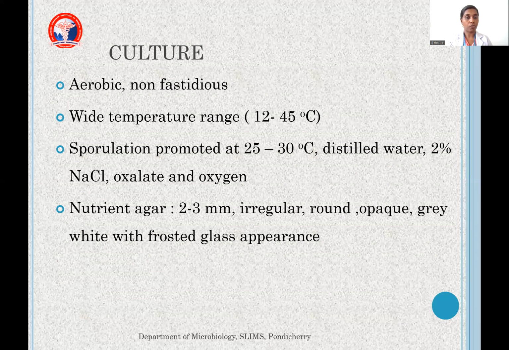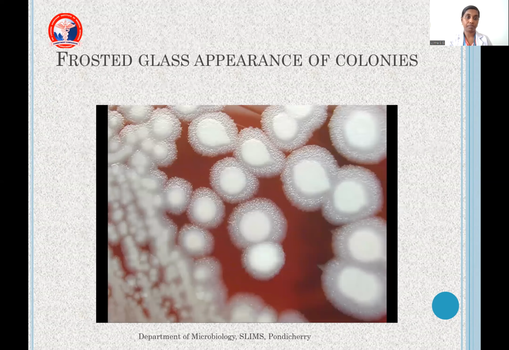We can promote spore formation in culture at 25 to 30 degrees Celsius by using distilled water, 2% sodium chloride, oxalate, and oxygen. Now the colony morphology. On nutrient agar, you will see gray-white colonies which are round, irregular, opaque, with a frosted glass appearance. So this is the frosted glass appearance of the colonies of Bacillus anthracis.